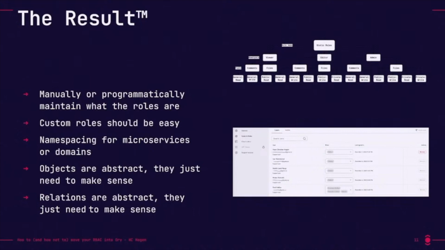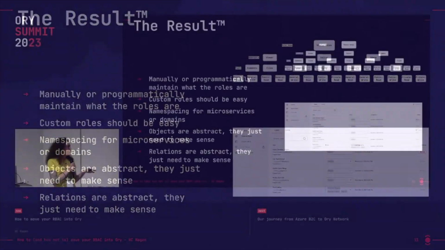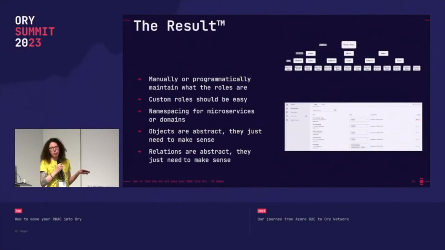And the same goes for relations. They're entirely abstract. They're just strings. You just need them to make sense. So I'm a big fan of read, write, execute, because, you know, Linux and Unix. But you can also have edit or view or whatever you think makes sense, as long as it's readable, right? And in the end, you should end up with something that's manageable and readable and understandable for pretty much anyone who uses it, including the administrators of your own user interface.